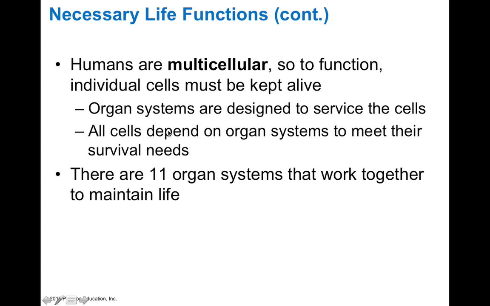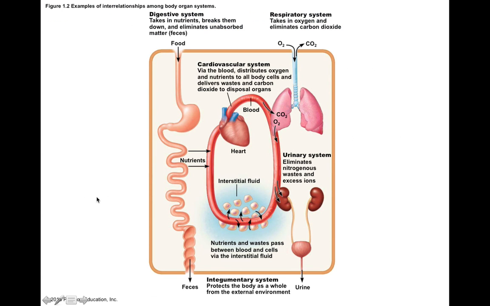So organ systems are basically used to help maintain homeostasis or internal balance. And all these cells depend on organ systems to meet their survival needs. Now, it turns out the human body has 11 organ systems that work together to maintain life. And the first of which we'll talk about is this example here where we see that all these organ systems are working in conjunction. But this is more of how a physiologist would look at the human body.